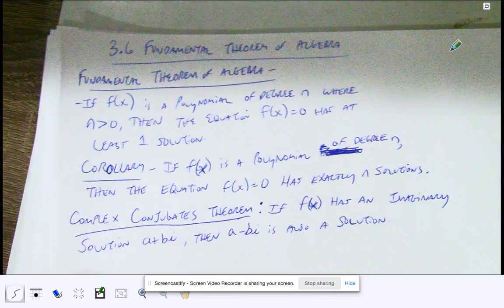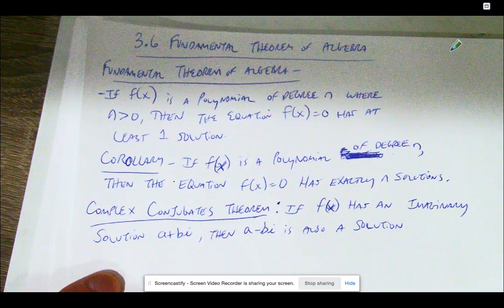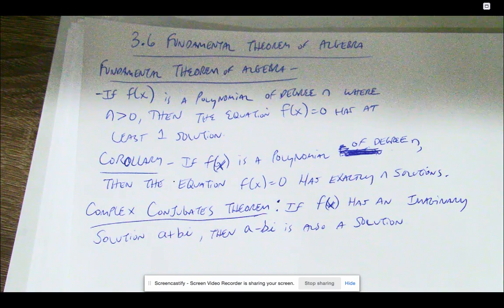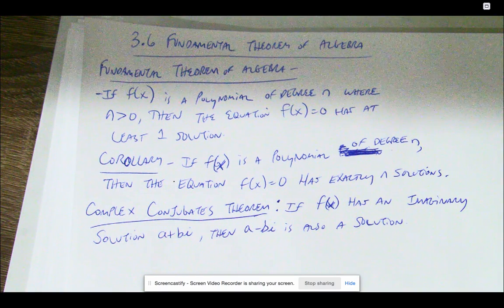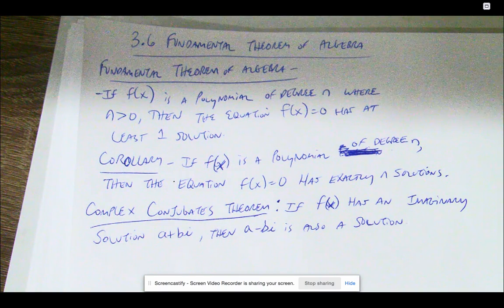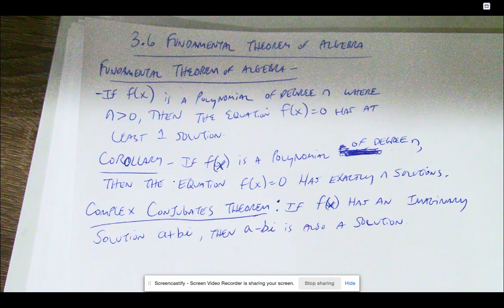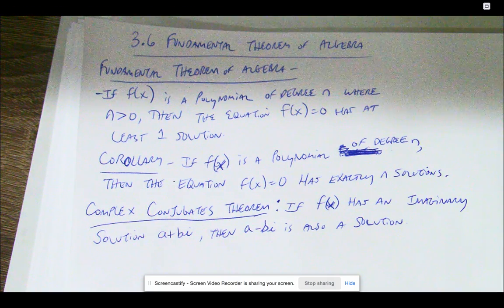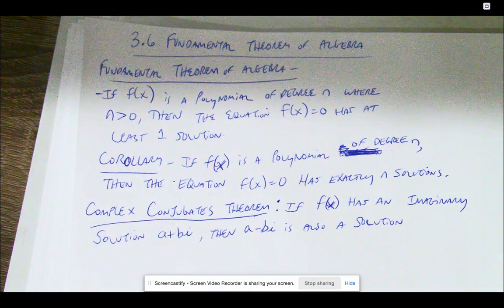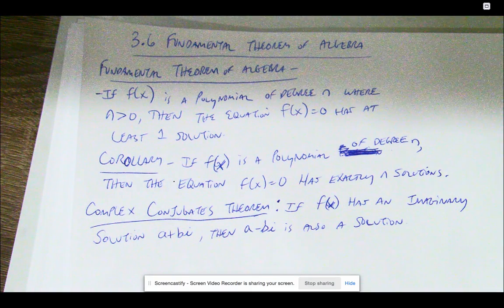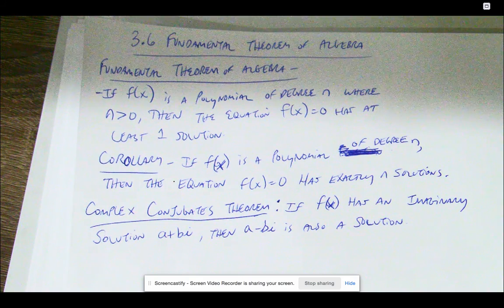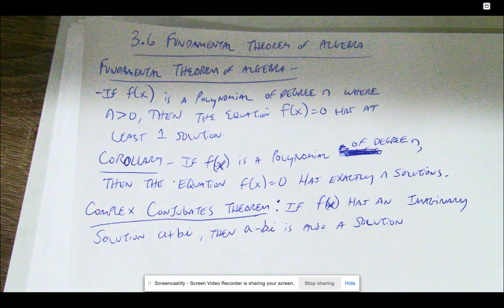Okay, here are the notes for section 3.6. So this should be the Thursday, Friday notes. And 3.5, I talked about this a little bit, talking about the fundamental theorem of algebra. Basically, what it says here, if f of x is a polynomial of degree n, where n is greater than 0, then the equation f of x equals 0 has at least one solution.